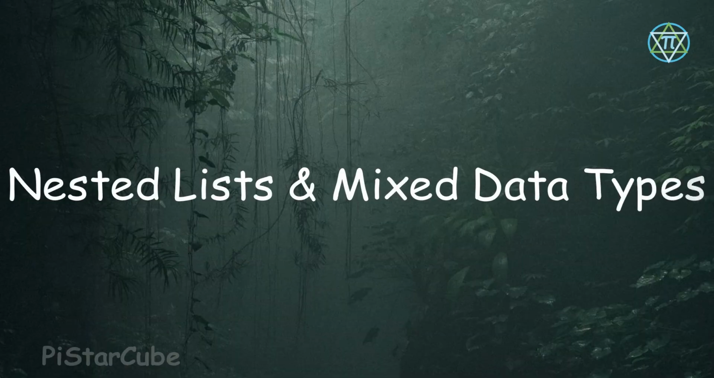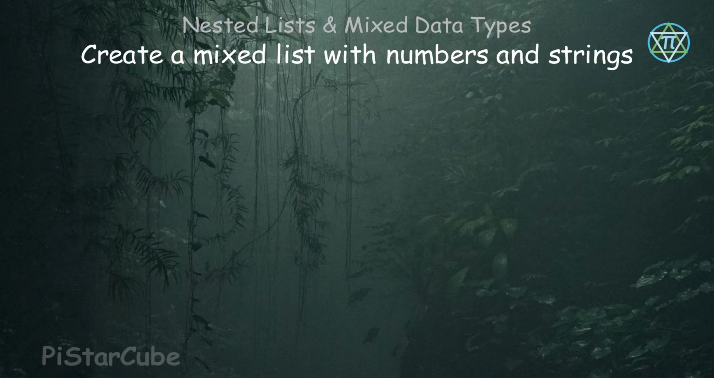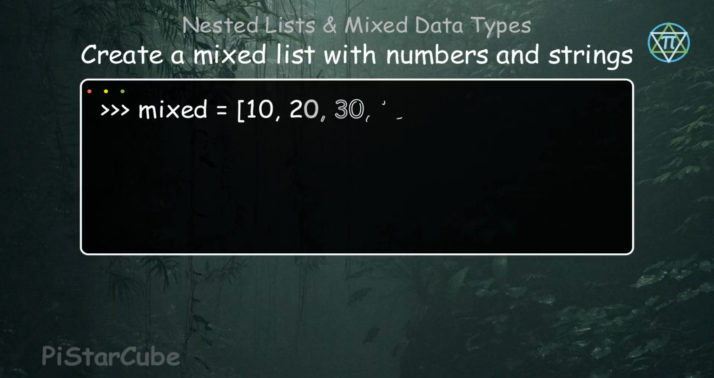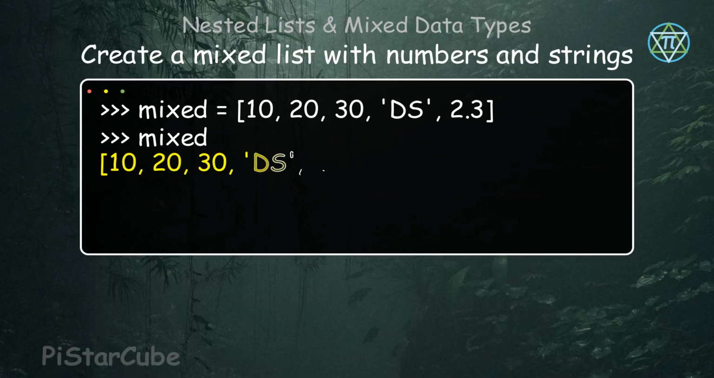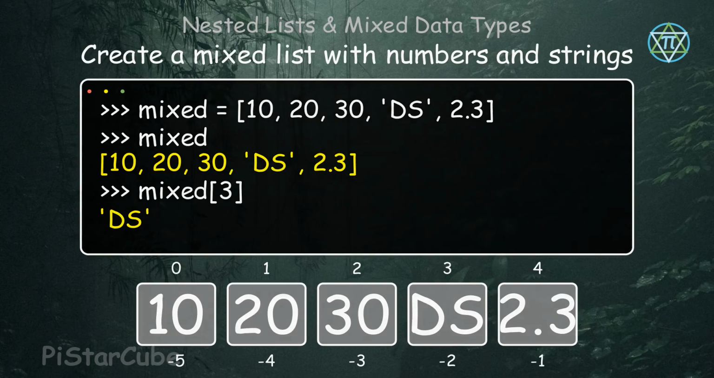Now, let's wrap up with nested lists and mixed data types. Python lists can hold different types of data in one place. Here we can create a mixed list of integers, strings, and floats all in one place. Accessing mix[3] gives us the string ds, as you can see on the screen. This shows the flexibility of lists to store a combination of values.